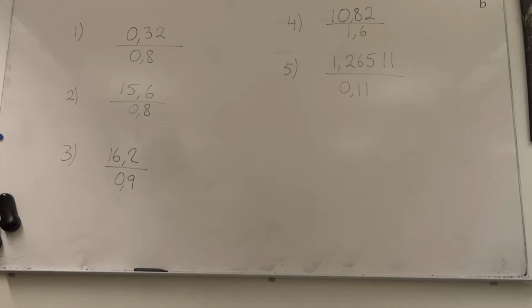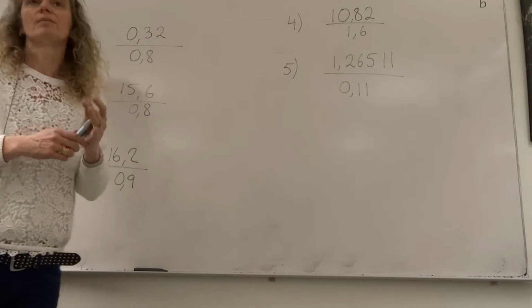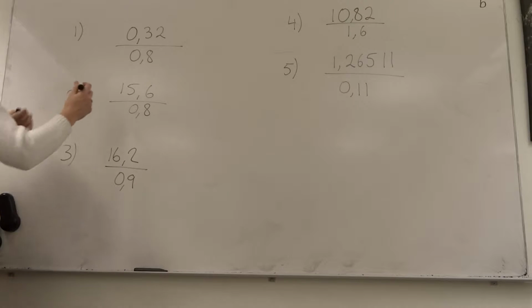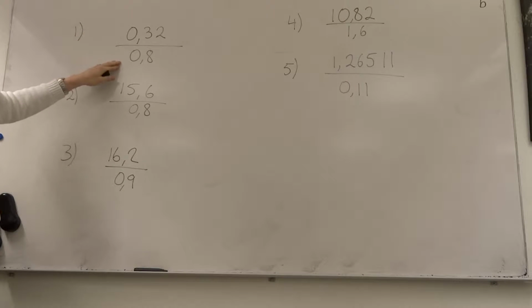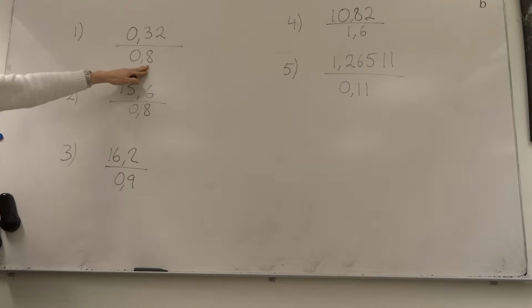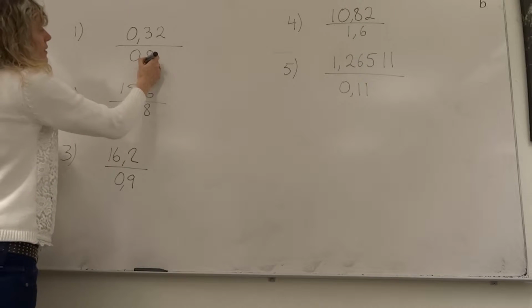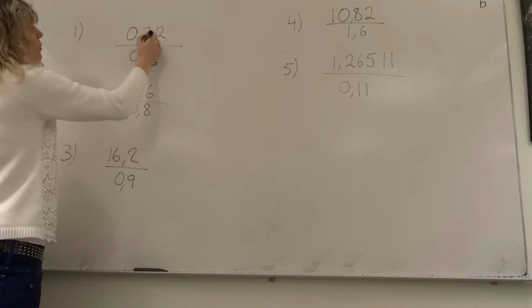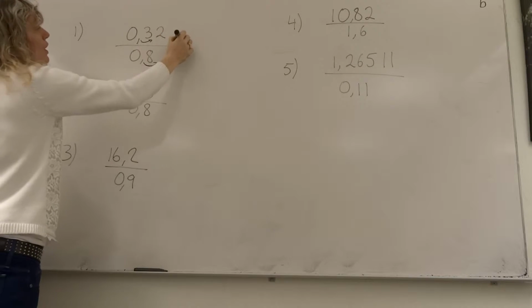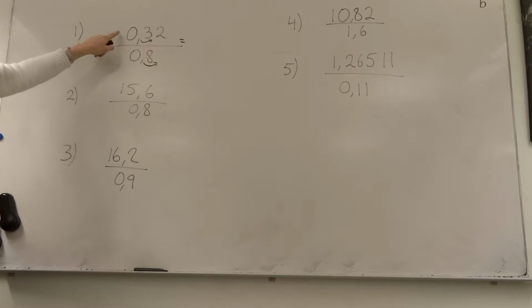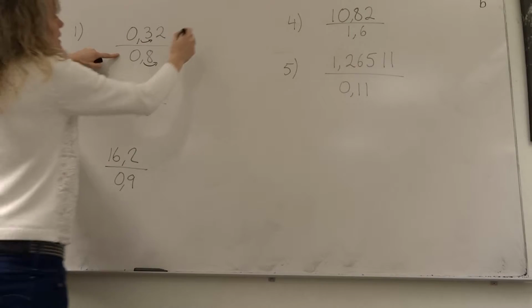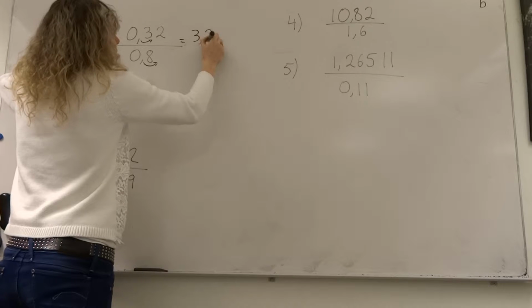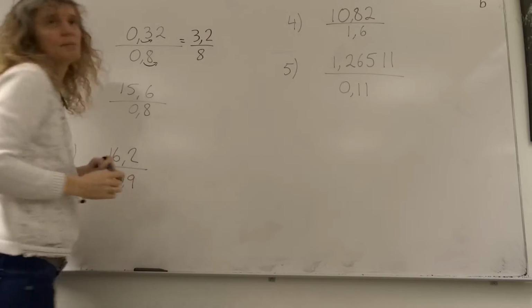Okay, so now we're going to practice short division with decimals. And we know the rule: whenever we've got a division, we're not allowed to have a decimal number on the bottom. So we have to move the decimal point one place to the right on the bottom number, and we move it one place to the right on the top number. So 0.32 divided by 0.8 is exactly the same as 3.2 divided by 8.